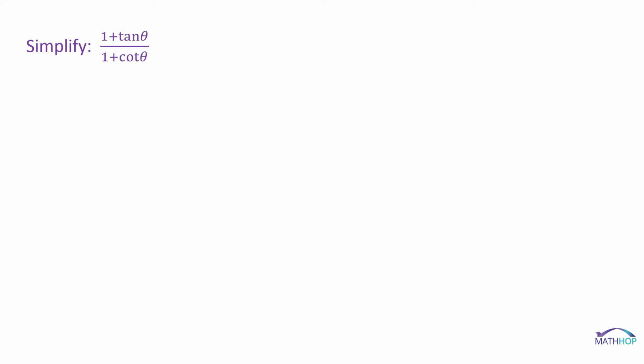All right, let's do another one. In the numerator, we have 1 plus tangent, and in the denominator, 1 plus cotangent. And yes, it's 1 plus tangent of theta over 1 plus cotangent of theta. I'm kind of terrible at saying my thetas or my x's with these. So what are we going to do?